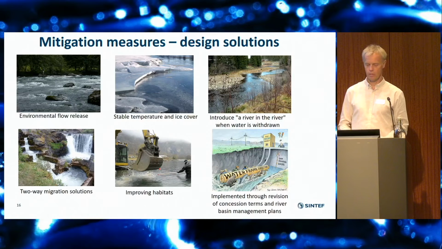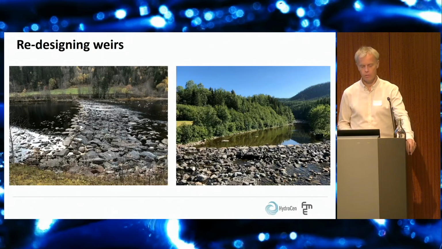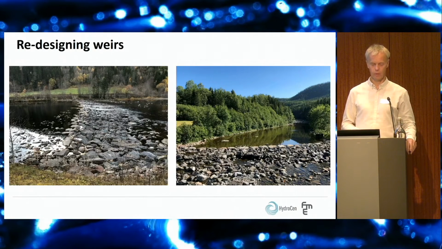And of course, this has also to be implemented in one way or the other, either through the revision of terms of licenses or through river basin management plans. Just a small example of things we have been doing. I'm not going to show all of that, but for instance, in one river with diverted water in Norway, in the 1980s, I guess, we built weirs like this, which has quite a strong impact on connectivity, of course.